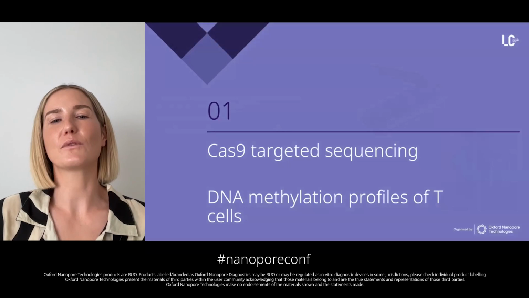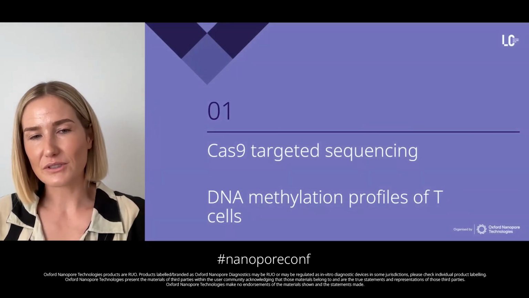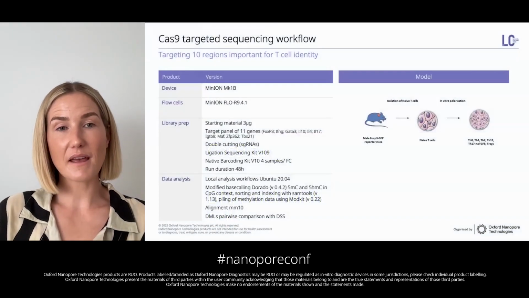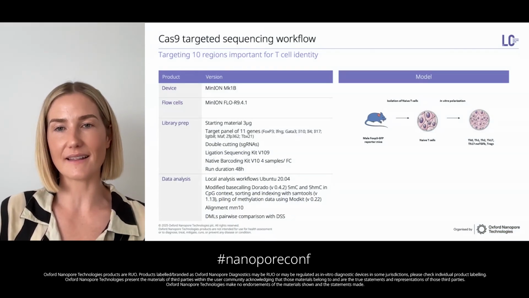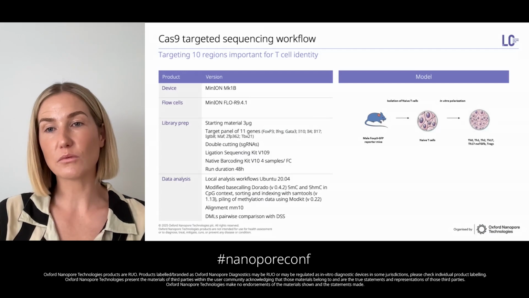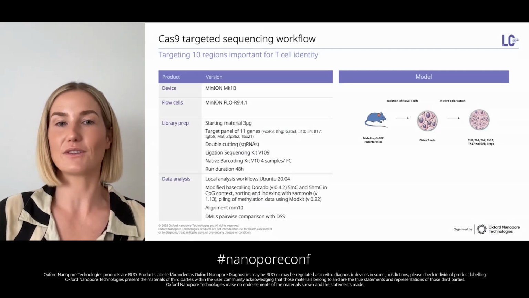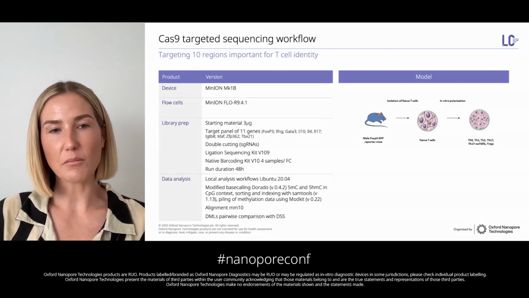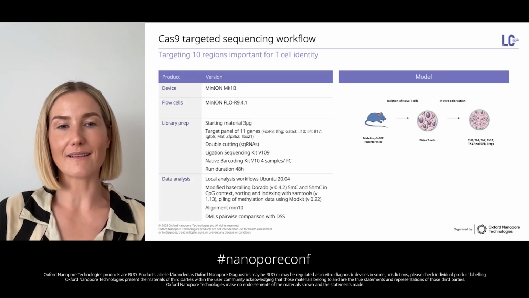The first question we had was, what does the DNA methylation profile of T cells look like with nanopore? To study that, we developed a Cas9 targeted sequencing method. We looked at in vitro polarized T cells, where we isolate naive T cells from mice and push them towards different fates in vitro. We targeted 10 regions, starting with about 3 micrograms of DNA, which is quite a lot, and we looked at important regions for T cell identity. We employed double cutting and barcoded 4 samples on one flow cell. And we did all of our analysis locally.